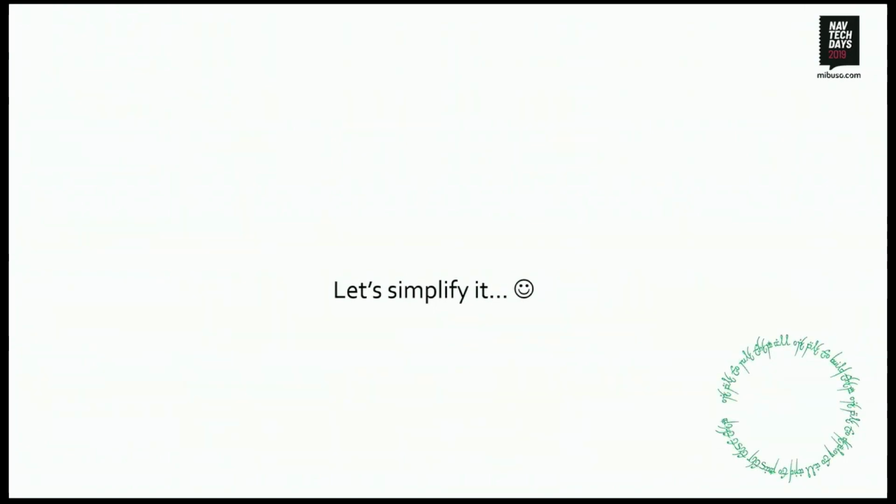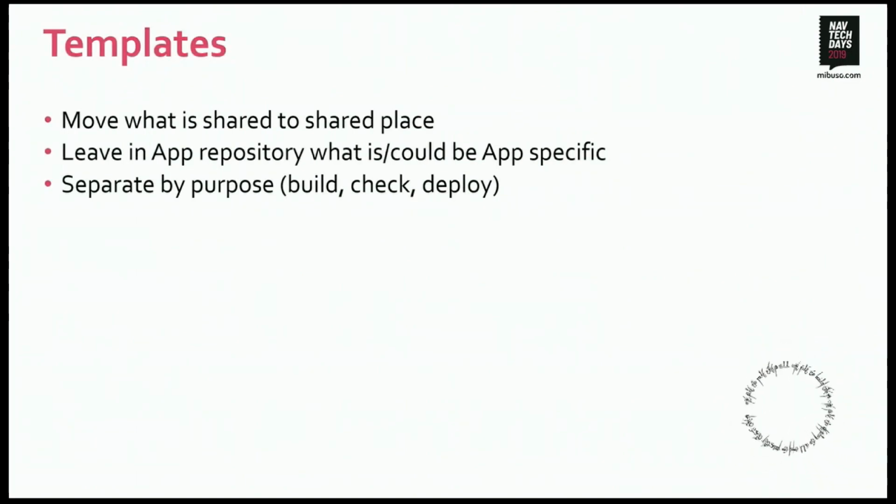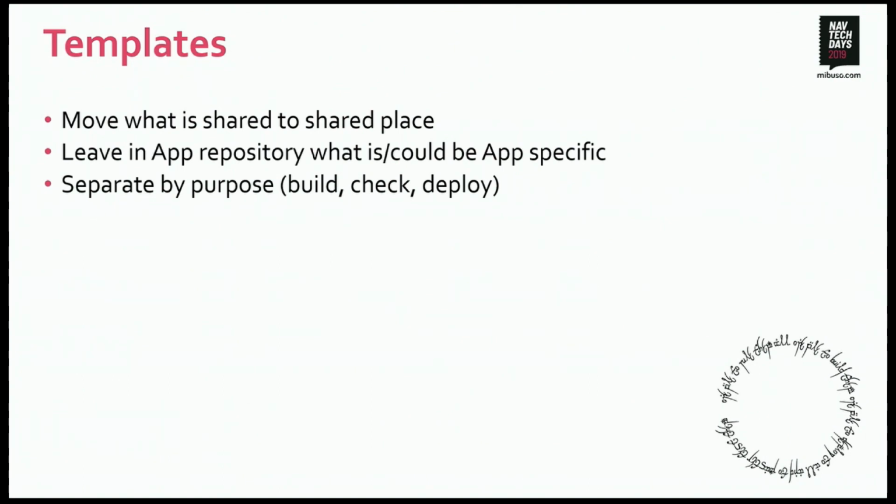Let's simplify that. We have, of course, some tools to do that. We will move what is shared to a shared place, to have only one place to change what is shared with all the pipelines we have. Leave in the app repository only what is really specific for that app, or which could be specific. It means I will be able to change something if the app needs something different, and I still will be able to do that. And we will separate the things by purpose. There will be one build pipeline, one check pipeline with the master image, and one for deploying the app to sandbox and live environment.